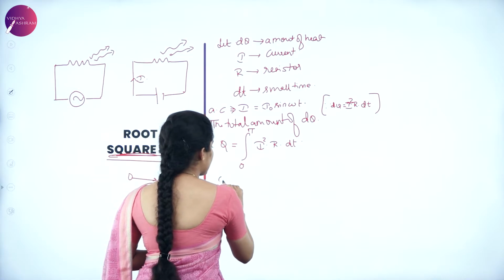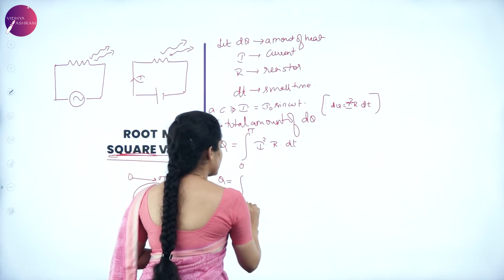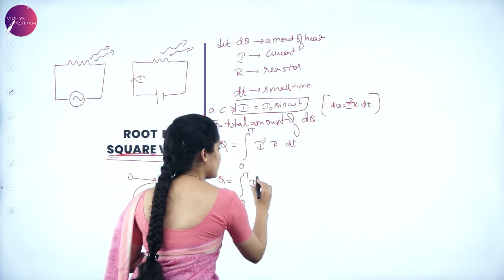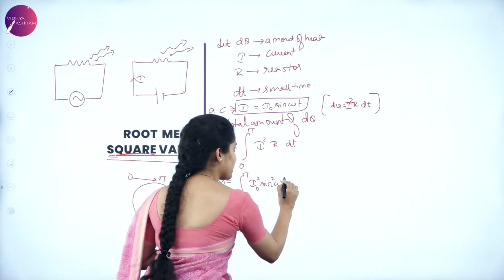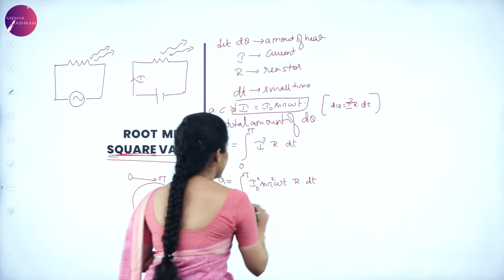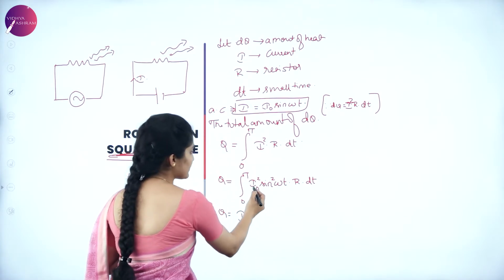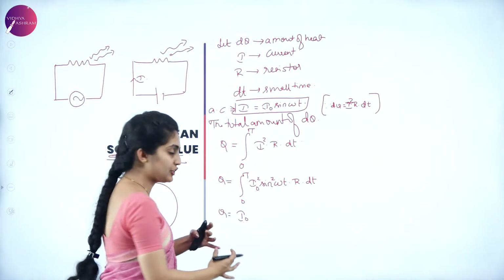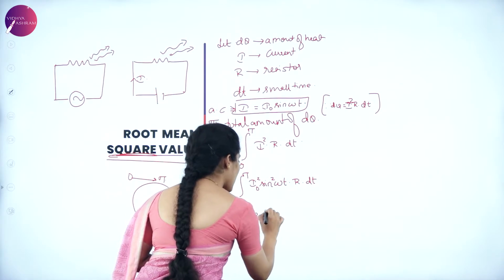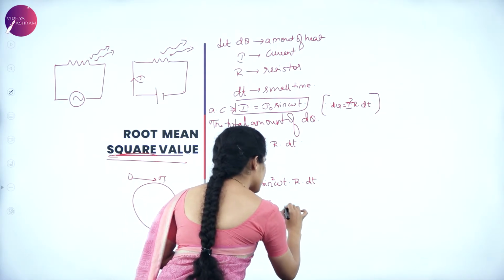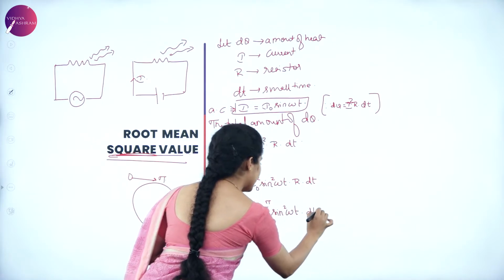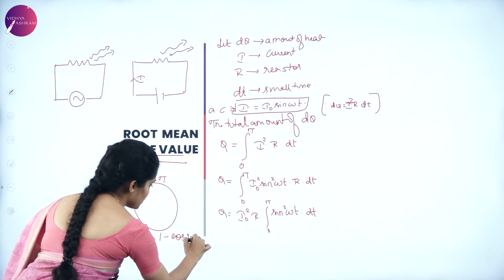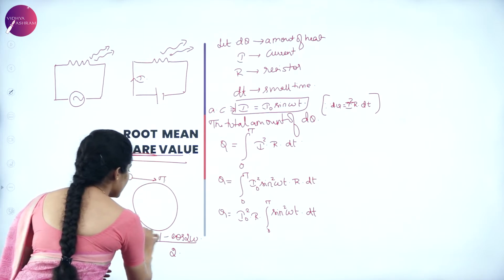So now Q is equal to the integral from 0 to T of I square R dt, where I square is I naught square sine square omega t, so it becomes I naught square sine square omega t into R dt. Here the resistance as well as the peak value, which is I naught, the value of amplitude, are constant terms which are taken out. I naught square and R come out and you have the integral from 0 to T of sine square omega t dt. And we also know that sine square omega t is nothing but (1 minus cos 2 omega t) divided by 2, is the equation we have.